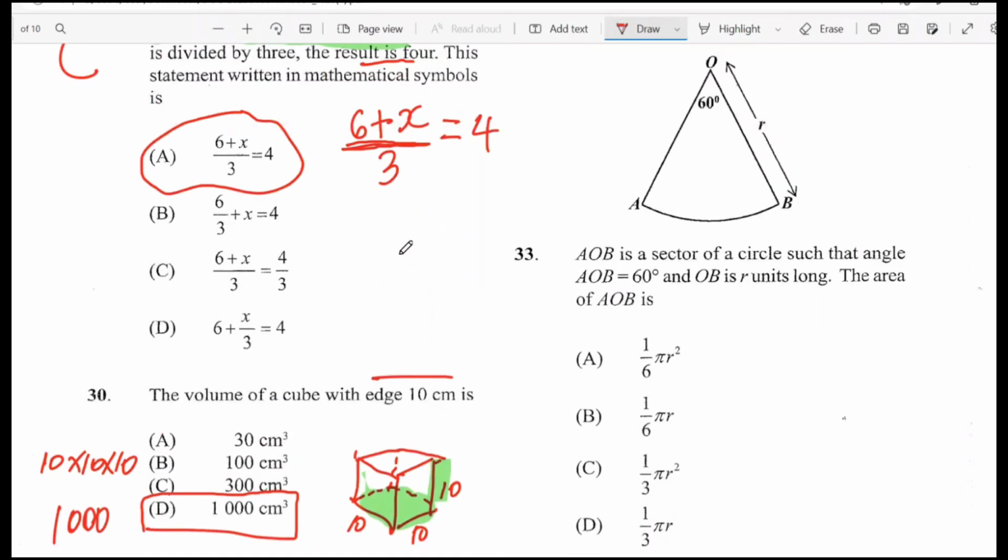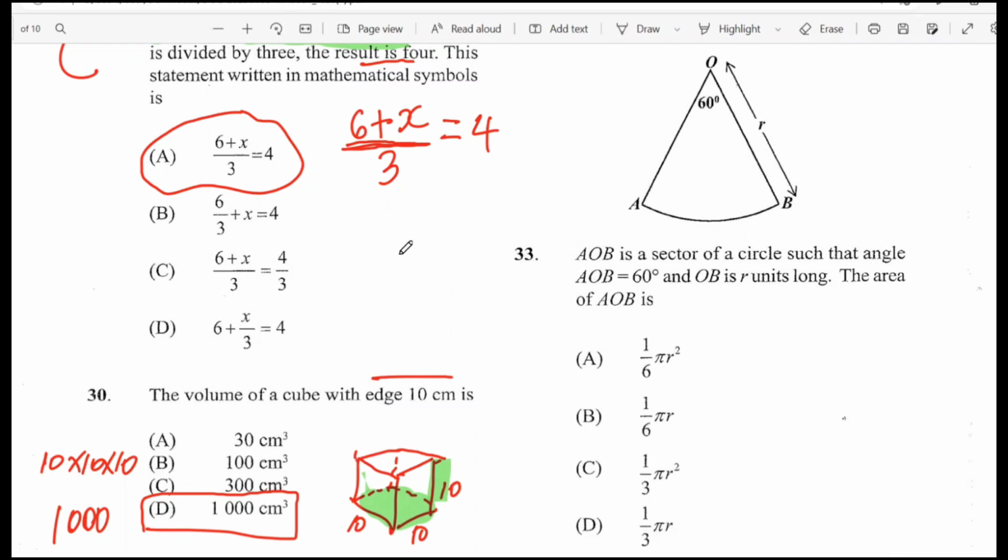AOB is a sector of a circle such that angle AOB equals 60 degrees and OB is R units long. The area of AOB is what? When you look at the responses, you will see that they don't want a numeric value, as variables are in your answers. So basically, they want to know whether you're able to set up the right formula. The formula is given on the formula sheet.